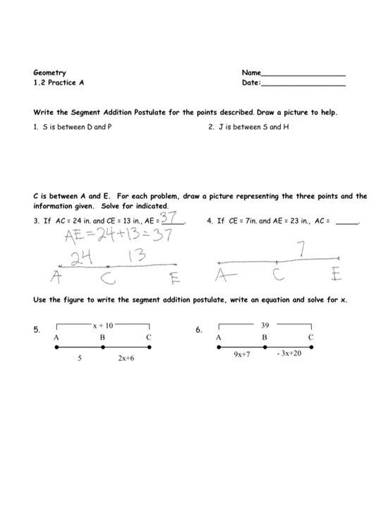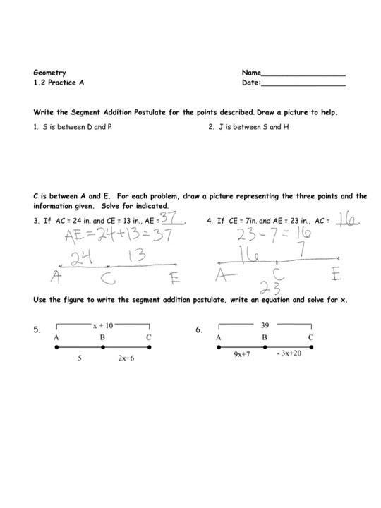So if the whole thing equals 23, then AC must equal 23 minus 7, which equals 16. So AC must equal 16 because this is 16. 16 plus 7 is 23.